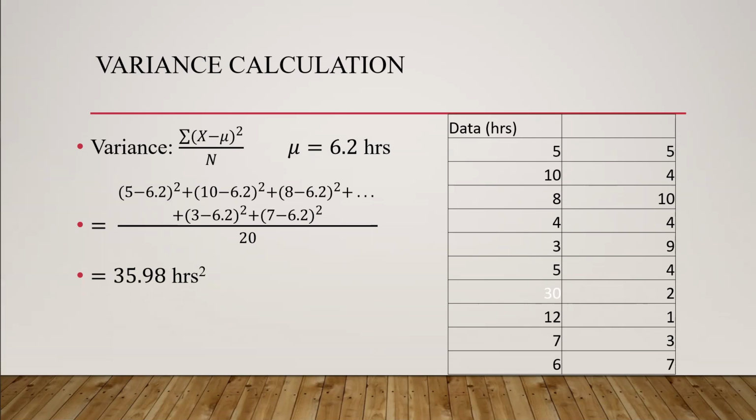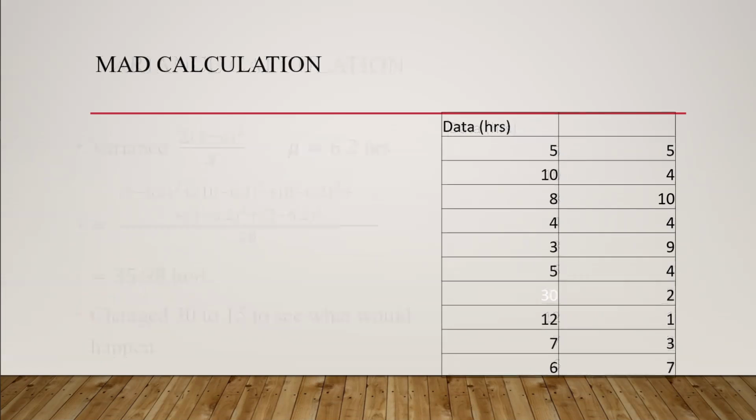So it's not the same unit as when you first started. I wanted to check something, and I decided to change this value of 30 to 15, because 30 was such a big outlier. When I changed this value from 30 to 15, the variance changed from 35.98 hours squared to 12.06 hours squared. That's a big difference.